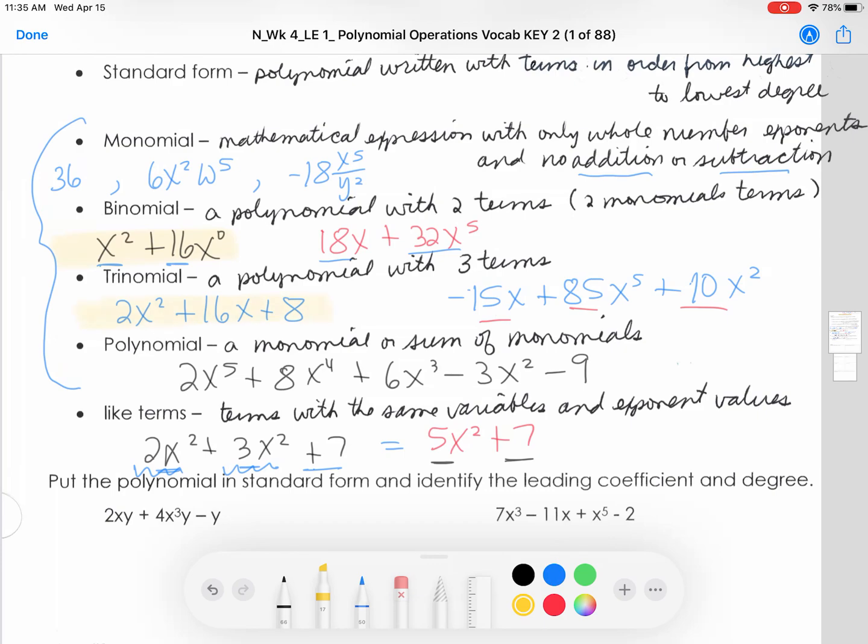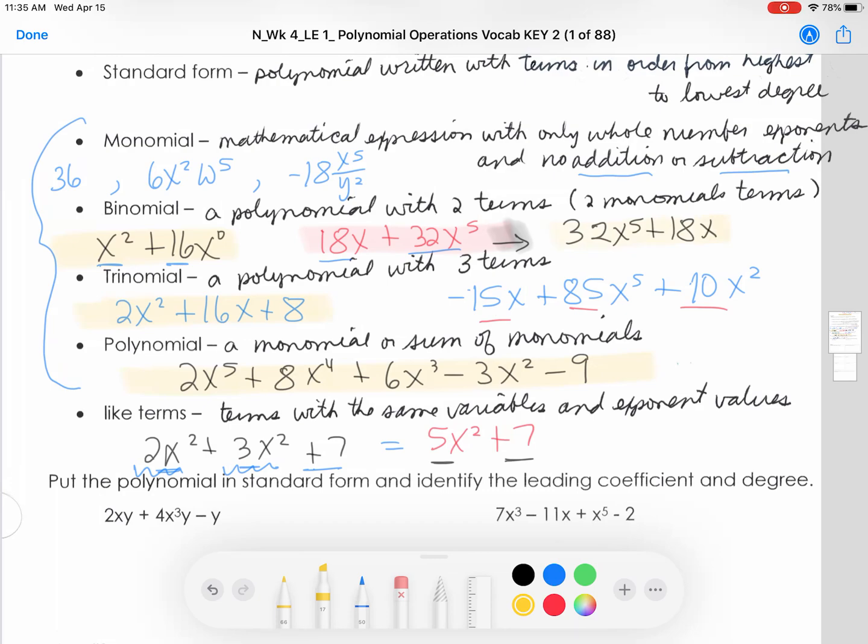This one is in standard form. This one is in standard form. This one goes from 5 to 4 to 6 to 3 to 0. Some examples that are not in standard form would be this one. This one, to be in standard form, should be written as 32x to the fifth plus 18x. Now we have the higher order term in front, so now it's in standard form.